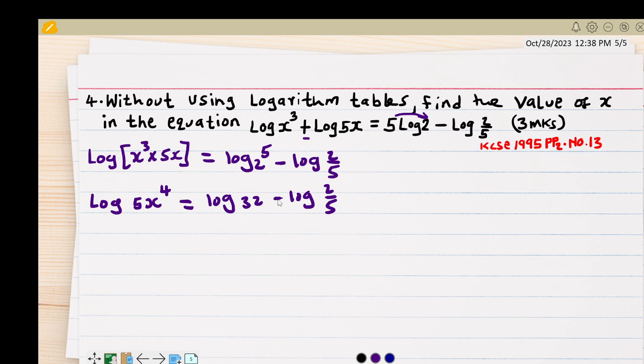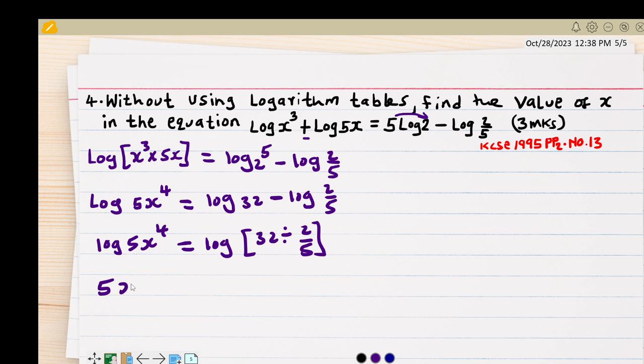Then of course we know that when you subtract, you have to divide. So this will be the logarithm of 5x to the power of 4 is equal to the logarithm of 32 divided by 2 over 5, because of the subtraction. If I drop log to base 10, or simply the logarithm, I'm going to remain with 5x to the power of 4 being equal to 32 divided by 2 over 5.